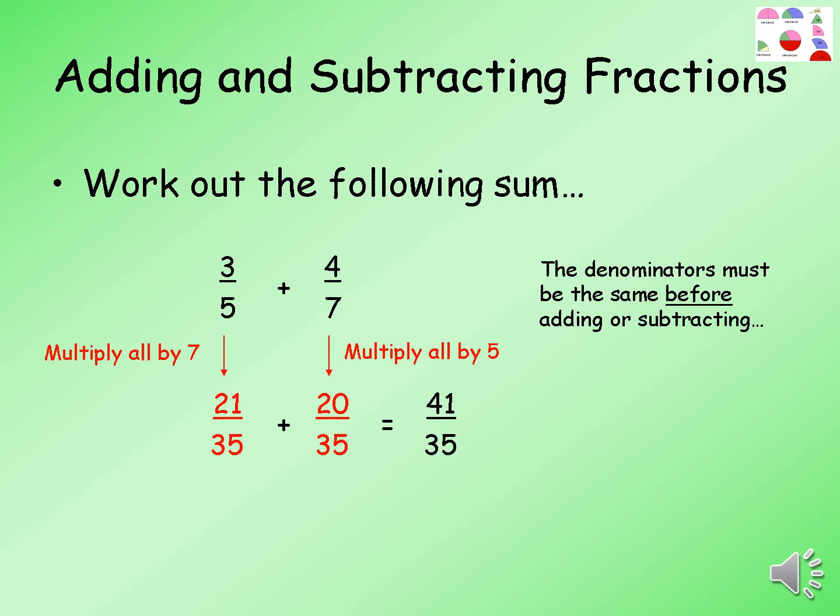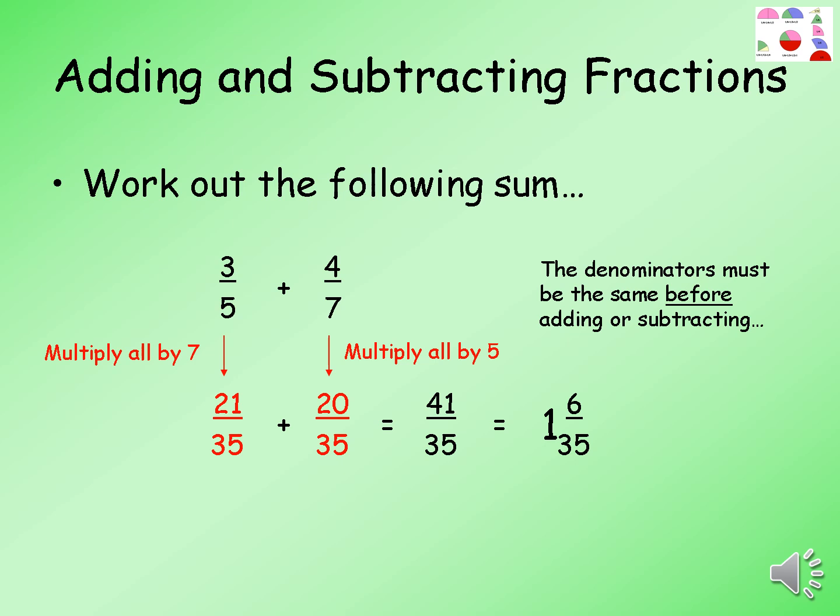It is 41 over 35, which of course is a top-heavy fraction, which means that it's going to be a mixed number. So we divide 41 by 35, so 35 goes into 41 once with 6 left over. So the answer is 1 and 6 35ths.